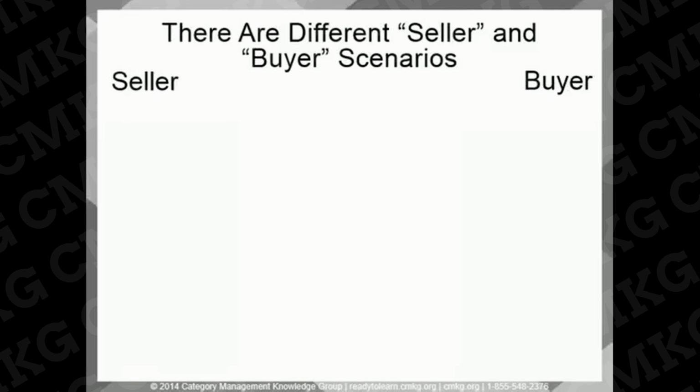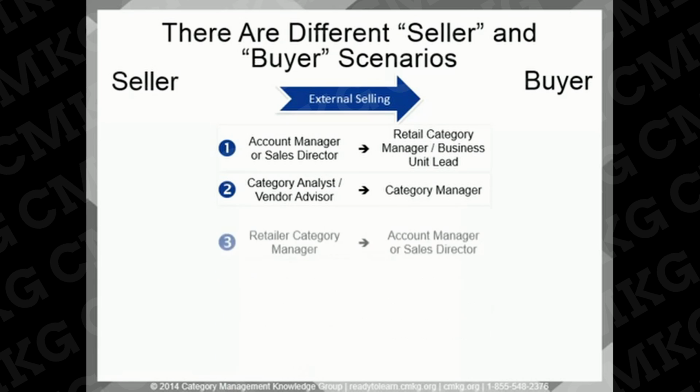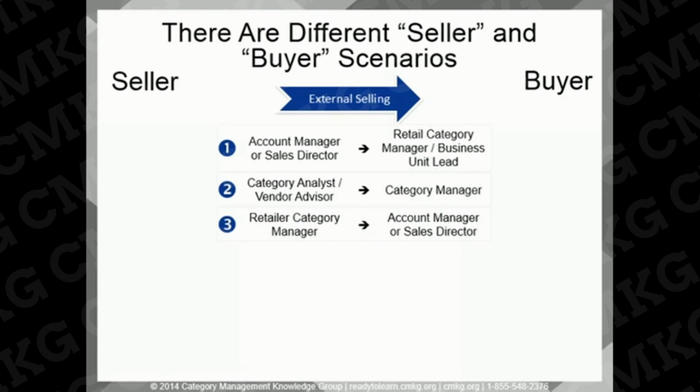There are different buyer and seller scenarios where a fact-based sales presentation is required. For example, it may be the account manager or sales director going to call on the category manager or business unit lead at the retailer. Or it may be the category analyst or vendor advisor making a call to the category manager, or someone else in the retail organization responsible for different components of the category review process. It could also be the retailer's category manager selling a new promotion or plan to an account manager or sales director.